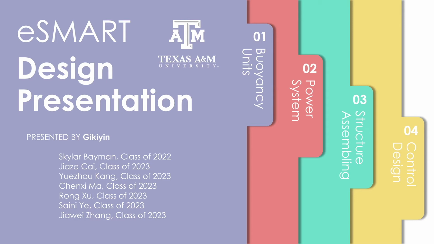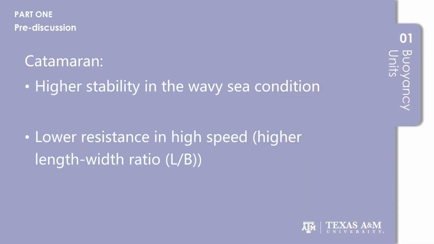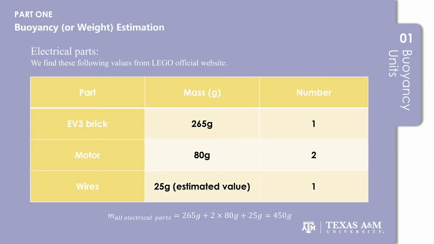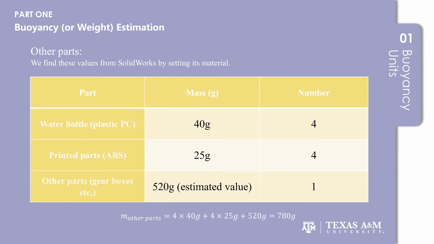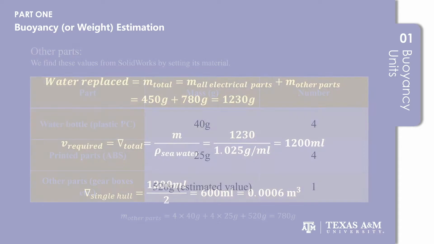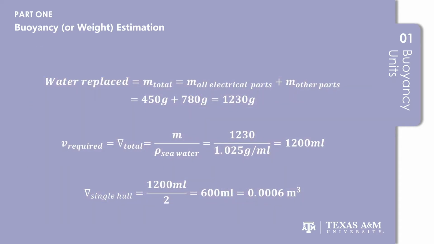Here are the 4 parts of our design. After an intense group discussion, we finally chose to build a catamaran that has higher stability and lower resistance. The weights of the electrical components are listed in the table. And here are the weights of other components. By estimating the final mass of our boat, we then know how to design our hulls.